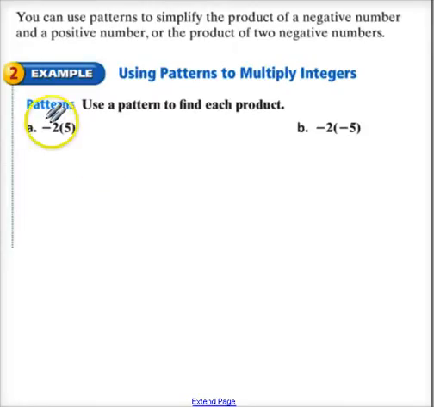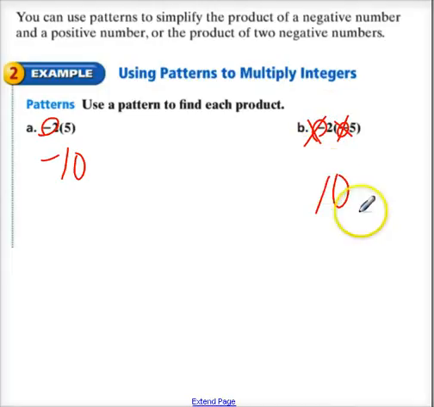For example, negative 2 times 5. This is going to be a negative 10. There's one negative, so my answer will be negative. In this example, negative 2 times negative 5. Since there are two negatives, they actually cancel out. So my answer will be a positive 10.